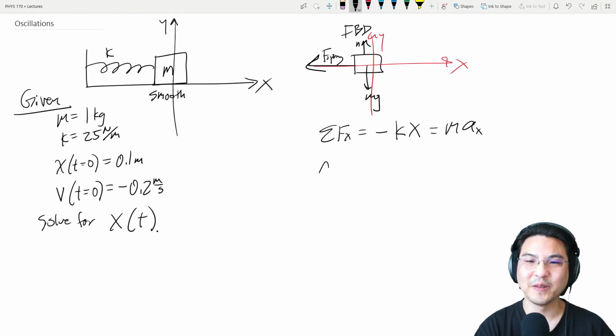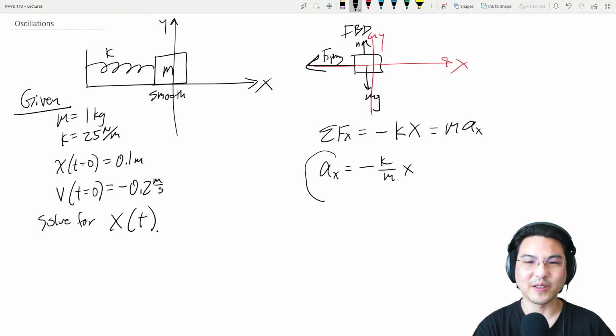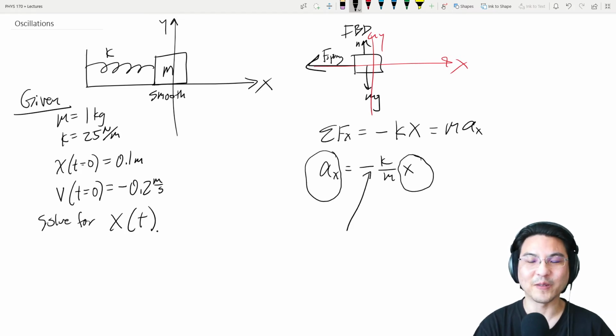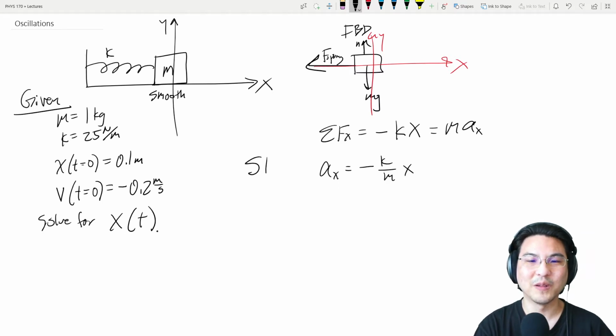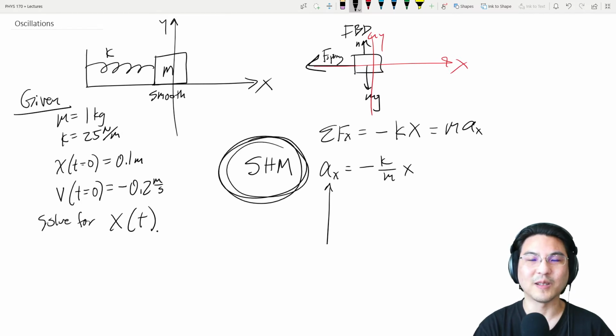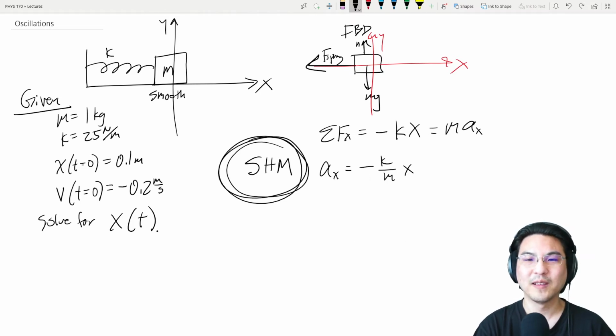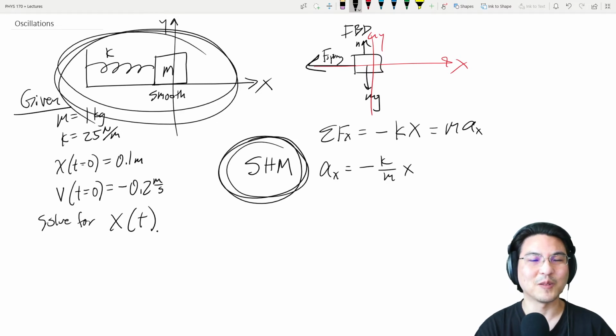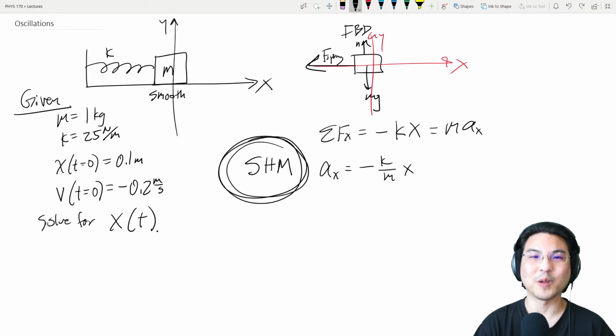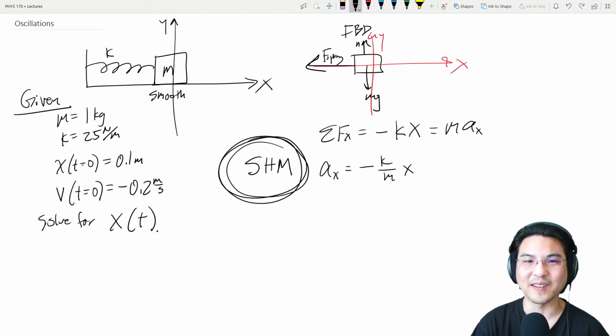Okay, so you see how the acceleration, let me just divide both sides by mass. The acceleration is proportional to the displacement with this minus sign over here. So whenever that is true, this is called simple harmonic motion. The acceleration is proportional to the displacement, but in the opposite direction. That's simple harmonic motion. And a system like this mass spring system, subject to simple harmonic motion, would be called a simple harmonic oscillator.